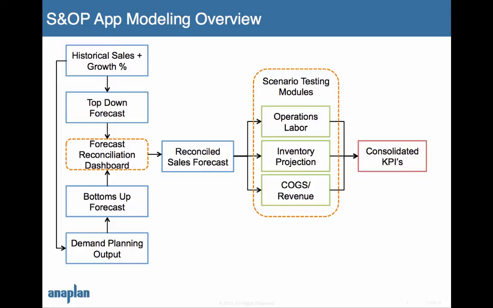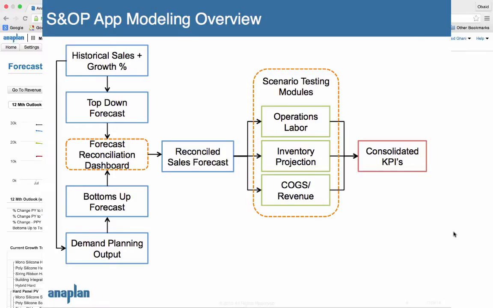Once a forecast is reconciled, the app leverages bill of materials data to project revenue, COGS, gross margin, plant labor, and inventory requirements. All operations planning modules include scenario planning features to visualize plan variations real time. Once all the scenario testing is agreed upon, a finance exec summary dashboard consolidates all of the data so everyone in the organization is aligned on key resource requirements.